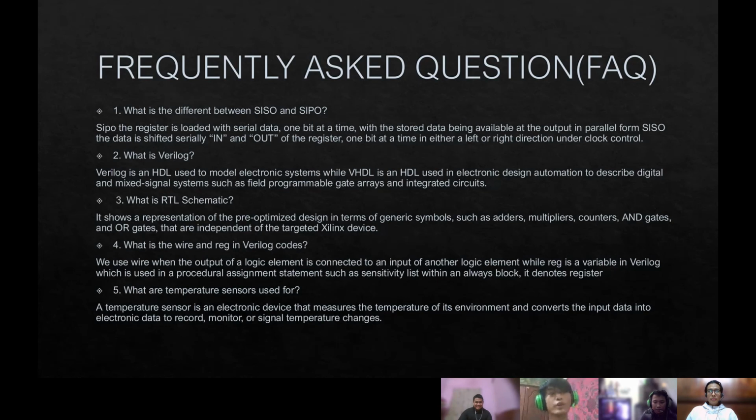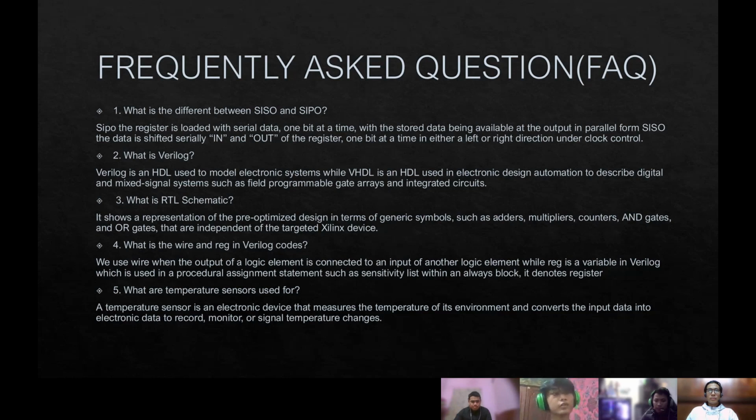So after all, we are collecting questions that are frequently asked by people. The first question is, what is the difference between SISO and SIPO? Basically, in SISO, data is shifted serially in and out of the register one bit at a time in either a left or right direction under clock control. While in SIPO, the register is loaded with serial data, one bit at a time, with the stored data being available at the output in parallel form.